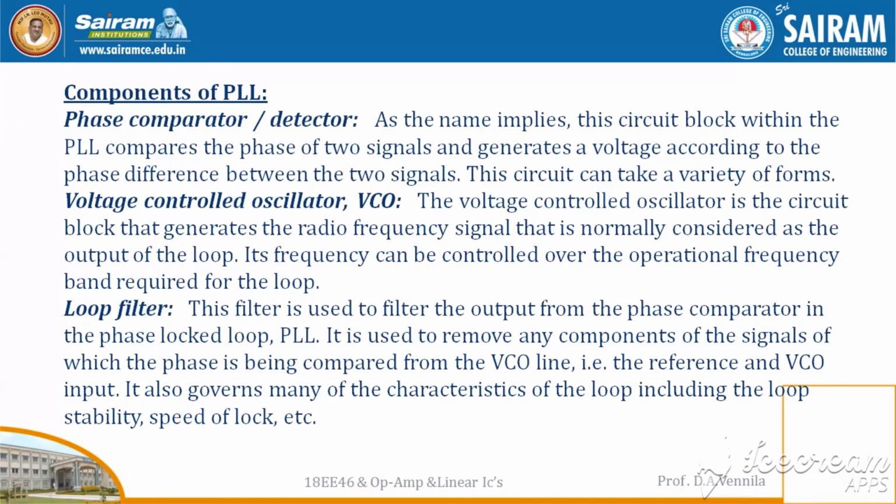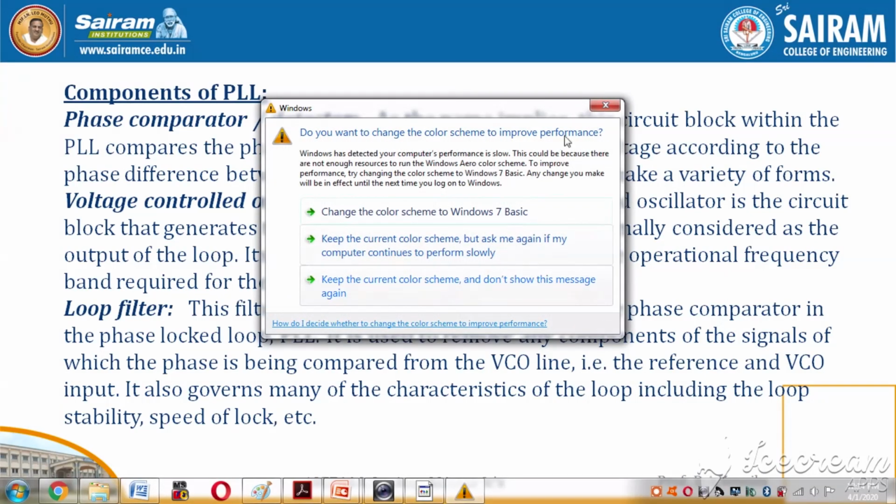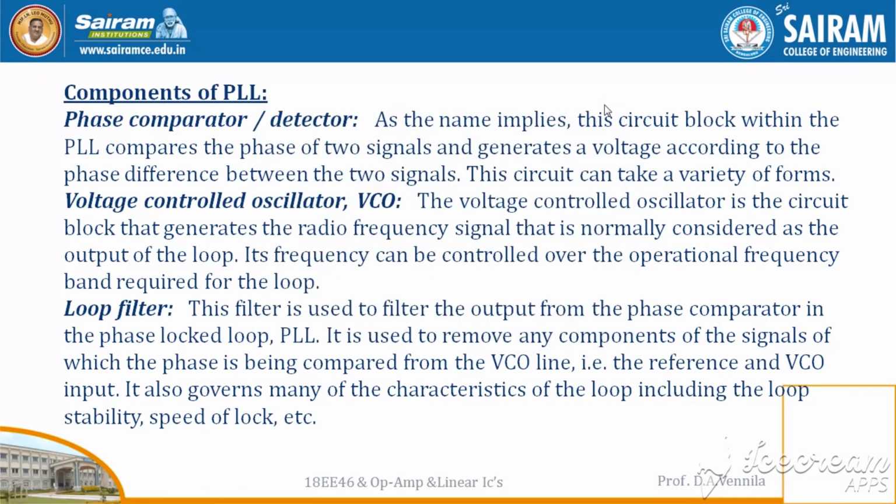The filter is used to filter the output from the phase comparator in the phase locked loop. It is used to remove any components of the signals which the phase is being compared from the VCO line. This is also very important. So this will have many characteristics. The characteristics of the loop filter are nothing but your stability and speed of lock. All those things will be contained.